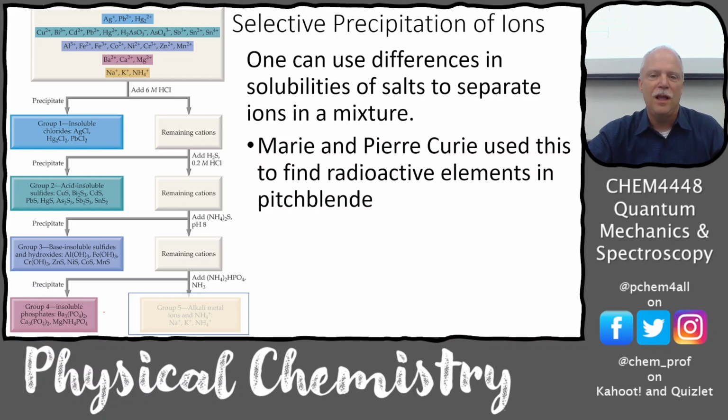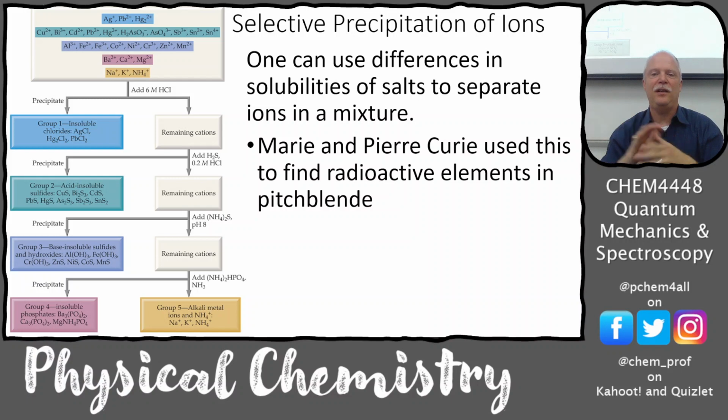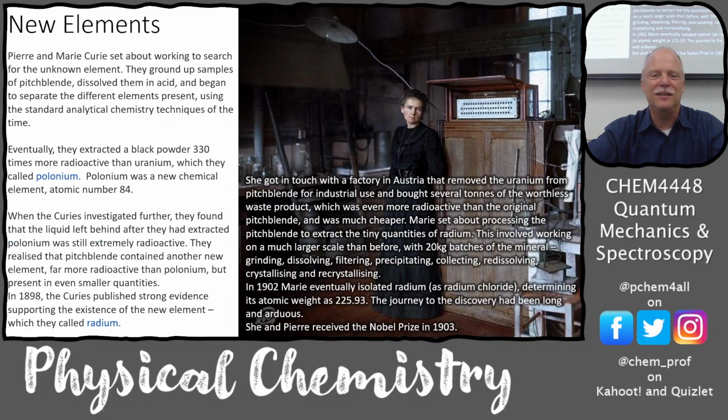Okay, and then the last one, the ones that aren't soluble in anything, essentially all you have left is the alkali metal, the sodium, potassium, and ammonium. And this is the scheme that Marie and Pierre Curie used to find the radioactive elements and win a Nobel Prize. So just acid-base chemistry and precipitation was enough for them to do. I mean, talk about grunt work. I don't have to read all of this, but they discovered polonium and radium.